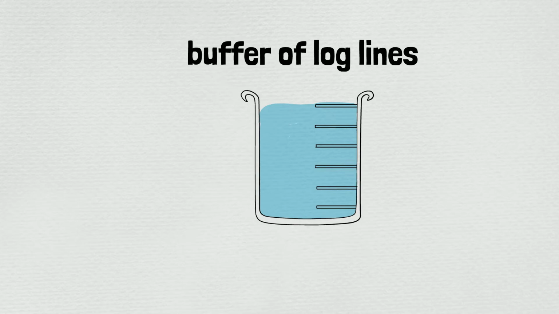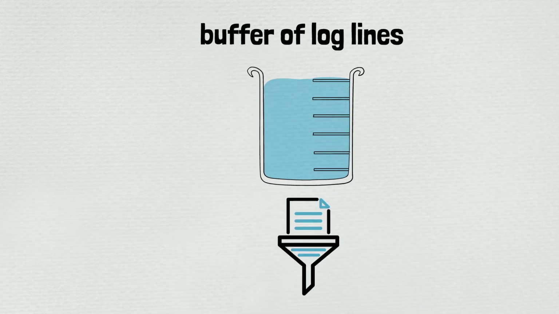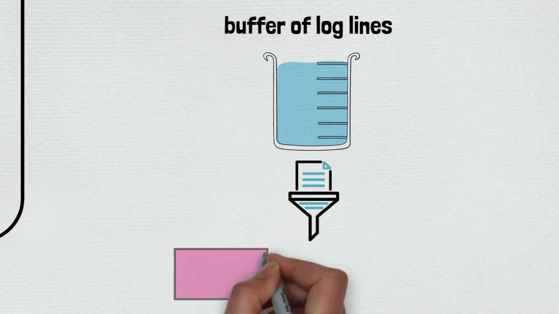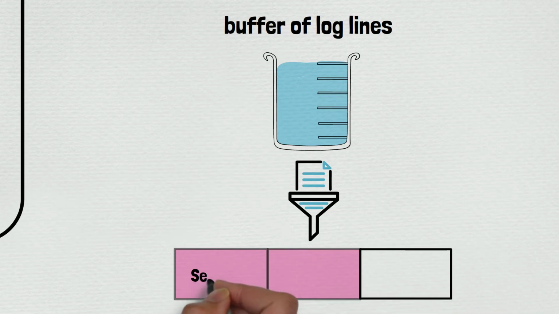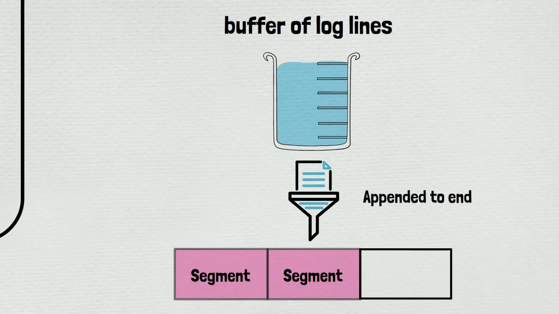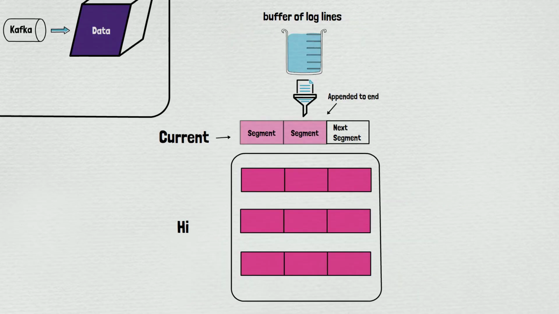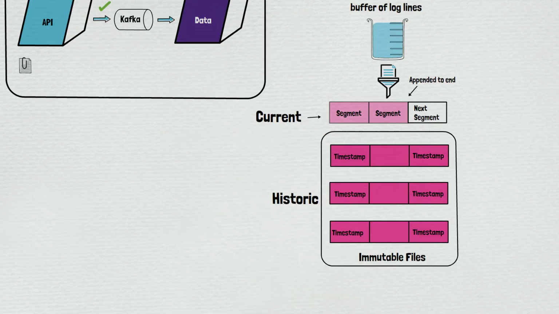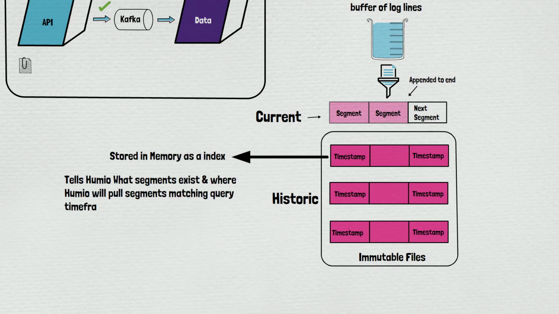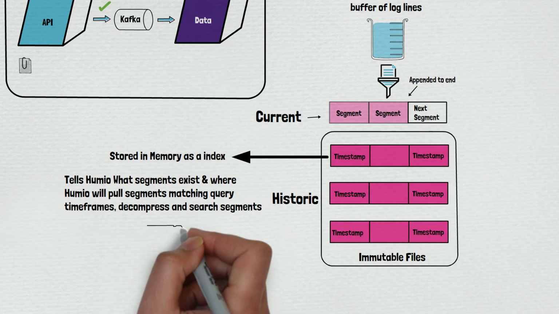As the buffer fills up, it will append to the end of the currently active segment file until the segment file fills up. The default size for this is 1 GB. Once this file is filled, it becomes immutable and it is stored into historical segments on the disk. Each segment is associated with a timestamp, so Humio knows the time range associated with each segment file. Those timestamps are then stored in memory, so Humio knows which segments exist and what time frame each segment covers.